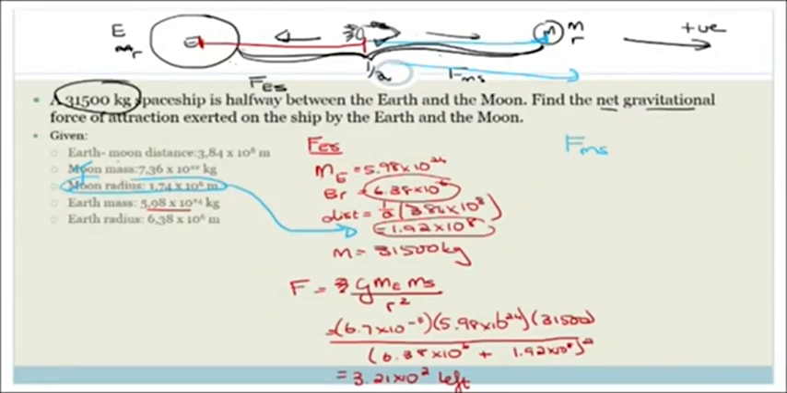Right, if we do that, I'm going to fill it in over here. It becomes G, which is 6.7 times 10 to the negative 11, times the mass of the moon, which is 7.36 times 10 to the 22, times 31,500, all divided by the sum of the distances. So remember, it is half of the Earth-Moon distance, which is 1.92 times 10 to the 8, plus the moon radius of 1.74 times 10 to the 6, all squared.